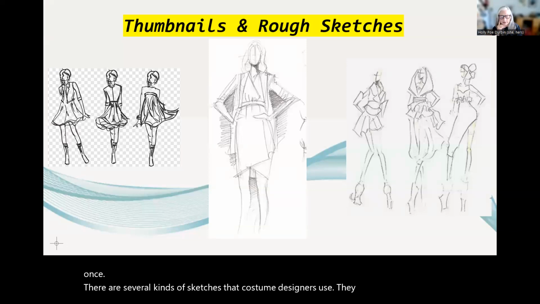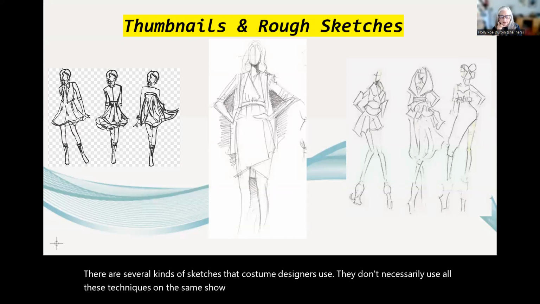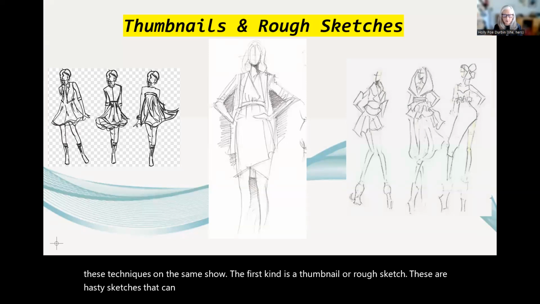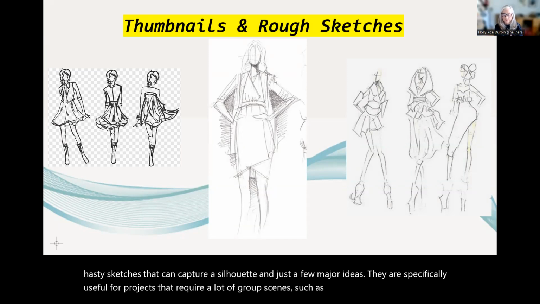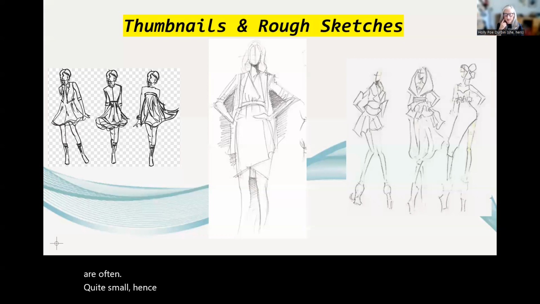They don't necessarily use all these techniques on the same show. The first kind is a thumbnail or rough sketch. These are hasty sketches that can capture a silhouette and just a few major ideas. They are specifically useful for projects that require a lot of group scenes, such as Shakespeare or musicals. They are often quite small, hence the name thumbnail.